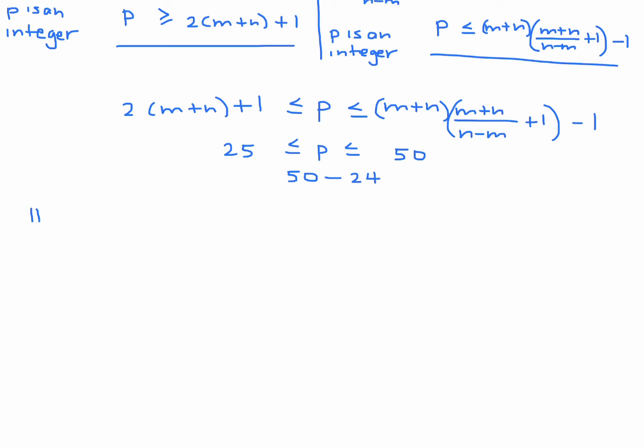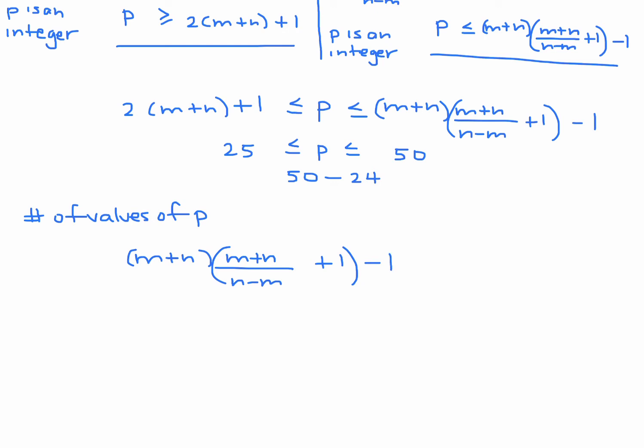So the number of values of p would be this guy, which is m plus n times m plus n over n minus m plus 1, minus 1, minus this guy, 2, let's just put it in brackets, m plus n plus 1, and then don't forget to subtract 1. So minus 1. Exactly like I did for this right here.